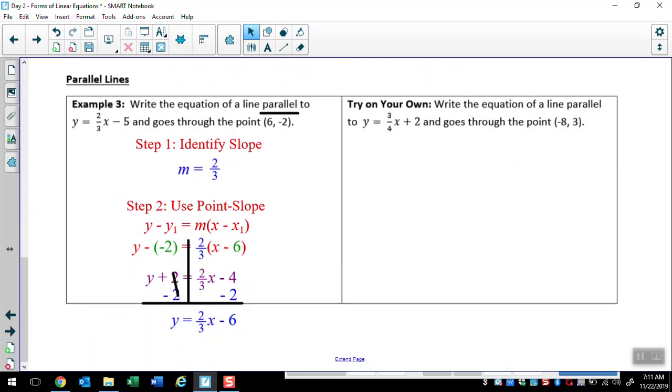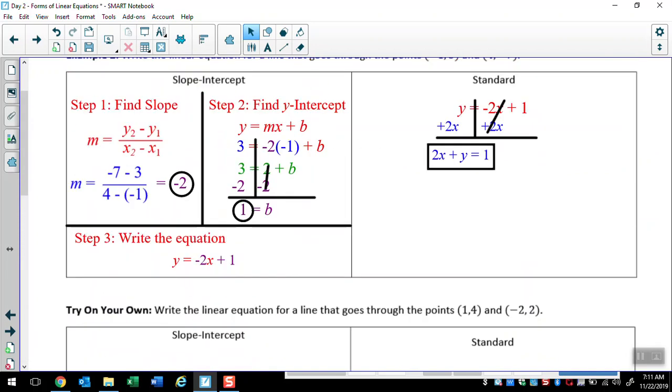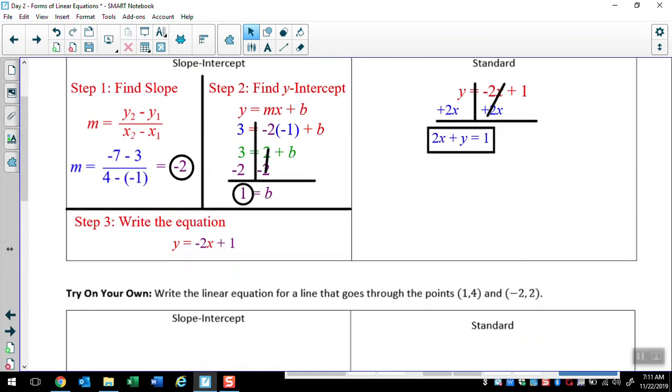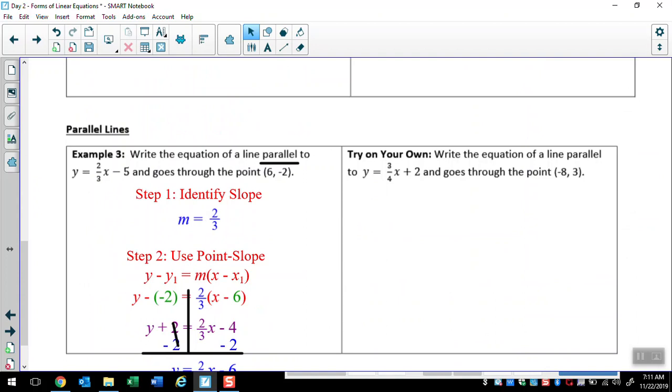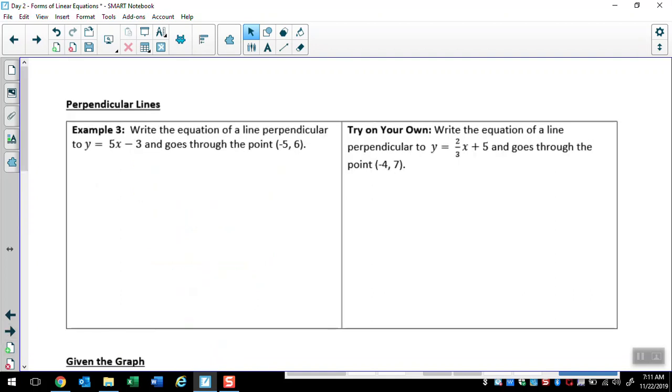All right, I want you to come over here and try on your own. At this point, you can use the point slope form method, or you can use the y-intercept method. You're already given your slope because they want the line that's parallel to this one. Go ahead and pause the video now. Okay, let's go to the next page.